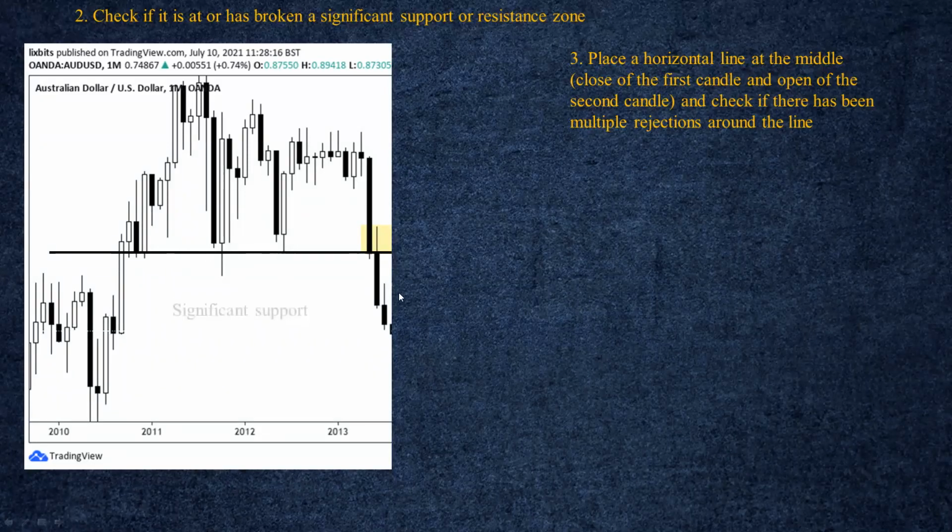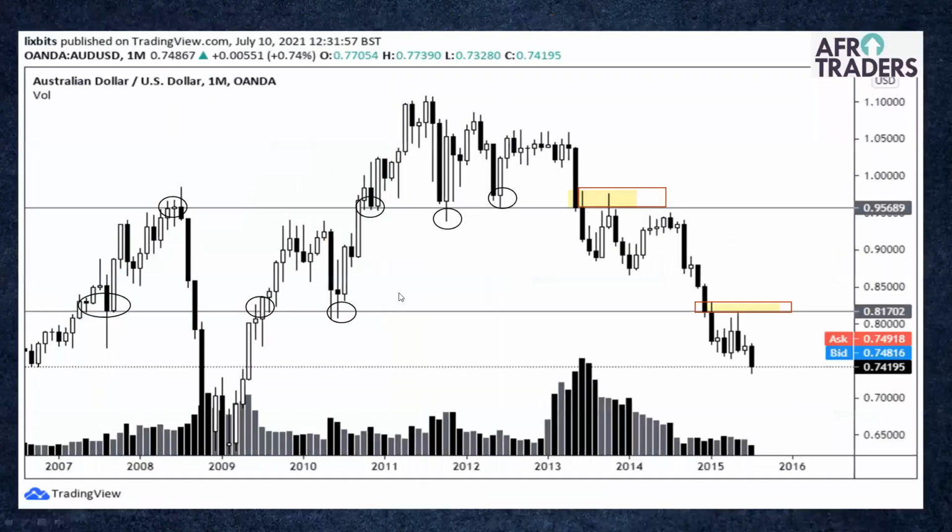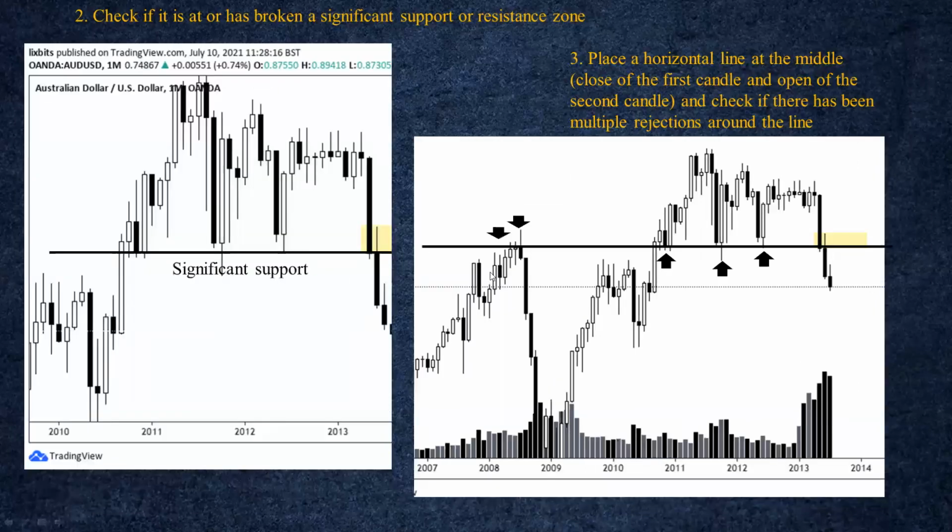So for instance, here we have a number of rejections. Look at the number of rejections at that level. Several rejections here, we broke it, and here now the kissing candle is hidden. The hidden base is here. So we have the hidden base here, and it is at a significant support and resistance.